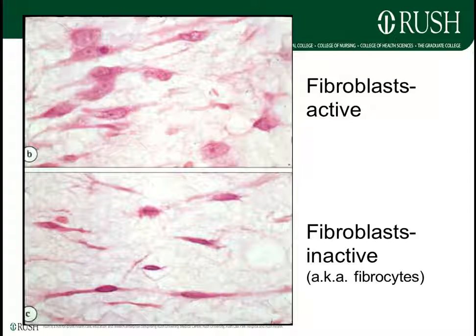And you can see that the cytoplasm is not so abundant, and therefore the cells are not quite as plump. They're quite flat looking in the inactive phase. And that's just a reflection of their lack of synthetic capacity when they're in their resting phases.